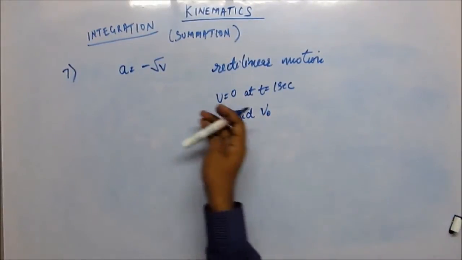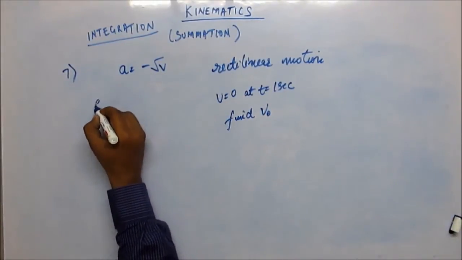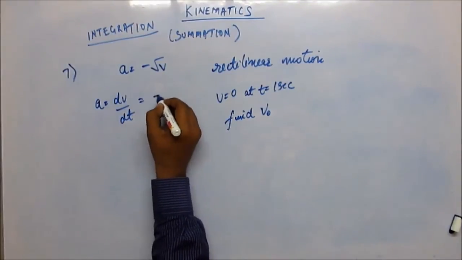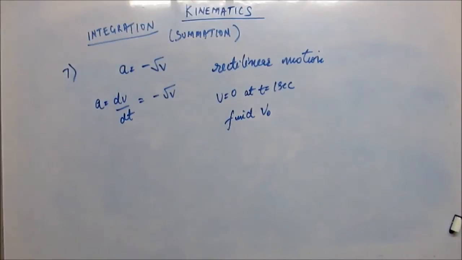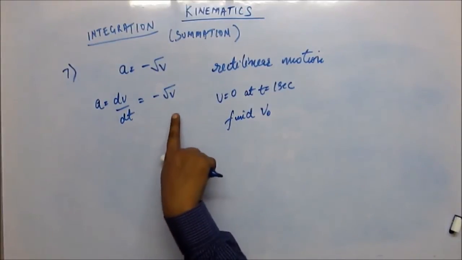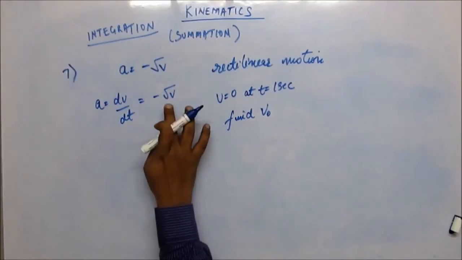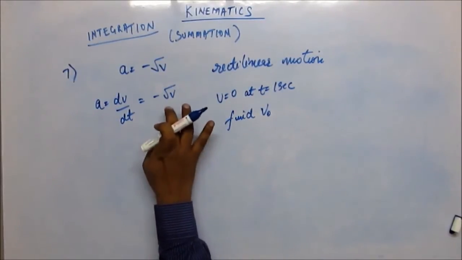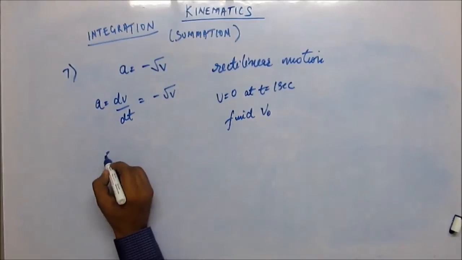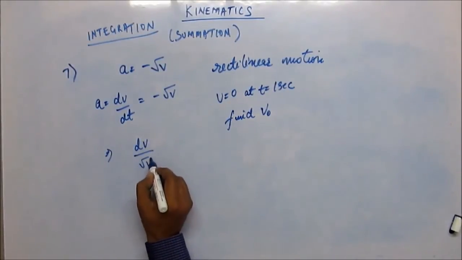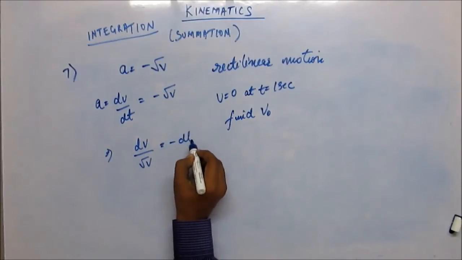So as we do, acceleration is dv by dt. This is minus root v. Now we'll club the same terms together, root v with v and dt. So we'll bring this function in terms of velocity on the left hand side. That will give us dv upon root v is equal to minus dt.